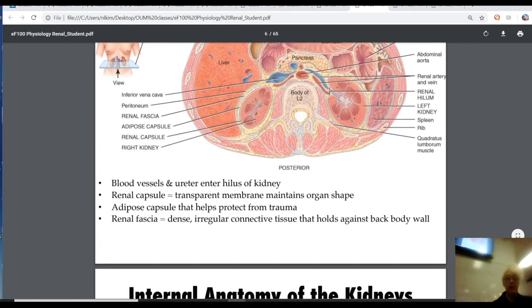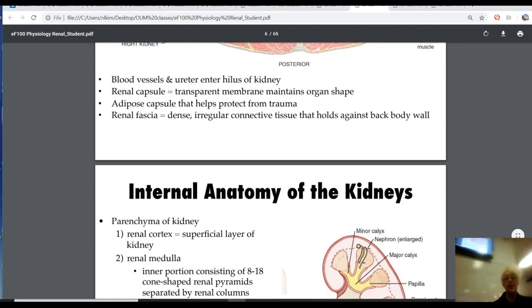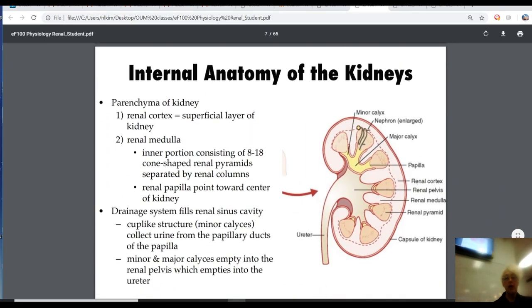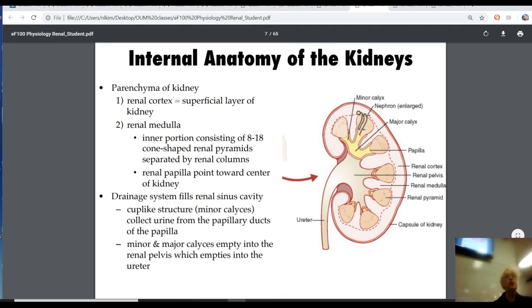And so this is the adipose tissue. And of course the renal fascia is the dense irregular connective tissue. So we have what we call a mesentery that holds all of our organs into place. And the mesentery kind of nets everything, so our organs aren't just flopping around in our body.